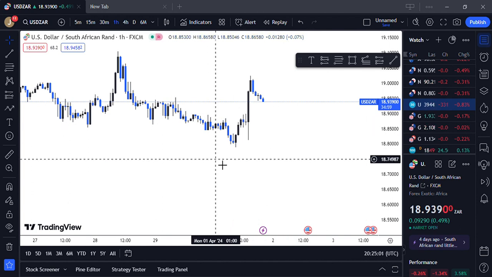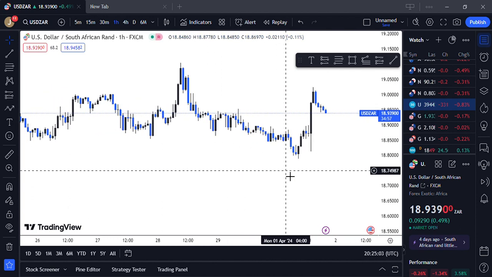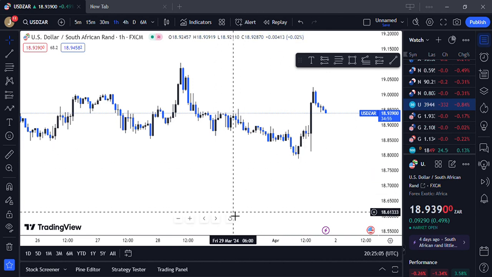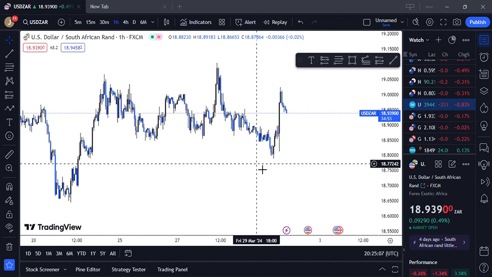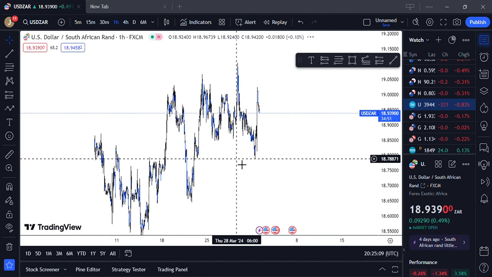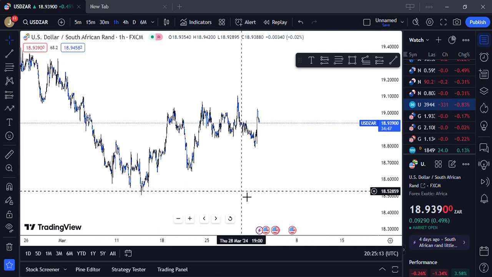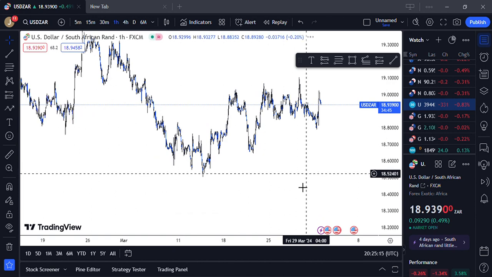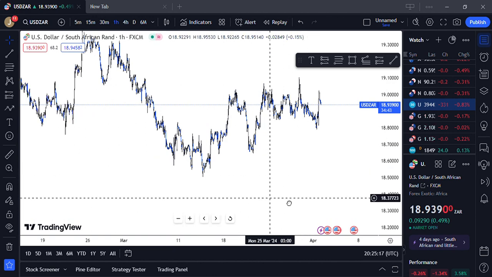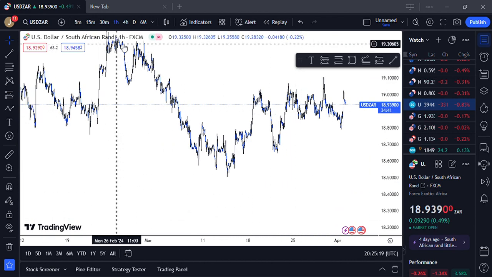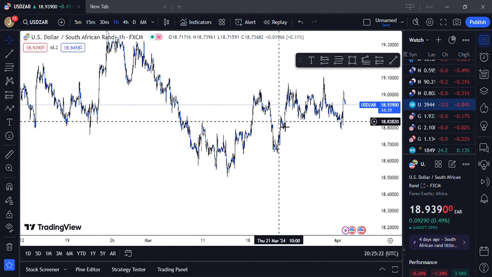Okay, let me briefly tell you what the basics are. The basics are uptrends. An uptrend is the bullish movement I was talking about. A downtrend is the bearish movement I was talking about. So this was basically a downtrend, and this was basically an uptrend.